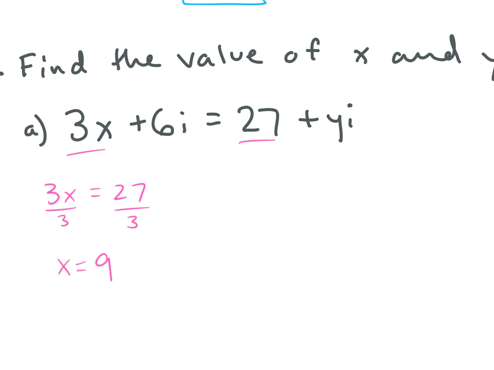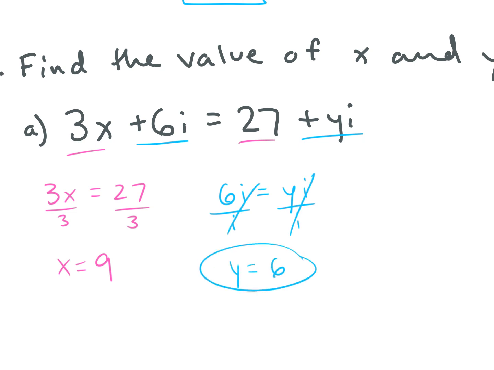9. And then to find my y, I set the imaginary parts equal to each other, so 6i is equal to yi. Divide by i, because we want that y all by itself, so they'll cancel. So what does y equal? 6. Awesome. Any questions here?